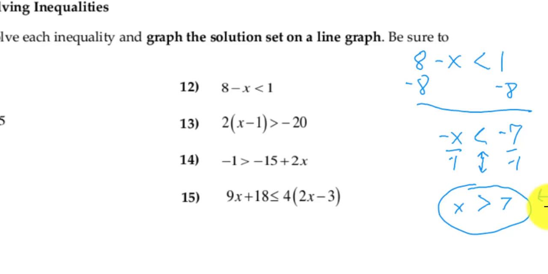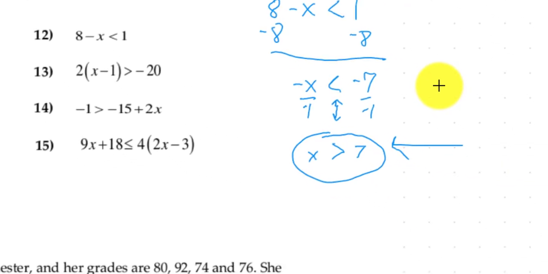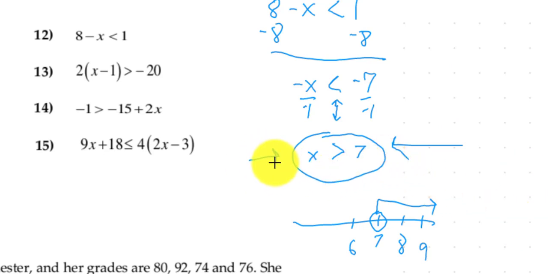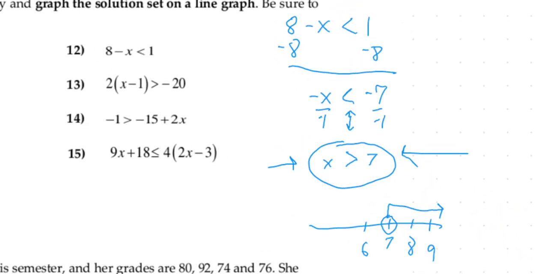So this is our final answer, right? x is greater than 7. And if I want to graph this, right, you could say 6, 7, 8, 9. So x is greater than 7. That's an open circle, and it goes to the right. That's my graphical solution. This is my symbolic solution. That's number 12 done. So I'm going to erase this and do number 13. So if you want to take a moment to copy this down, feel free to do so.